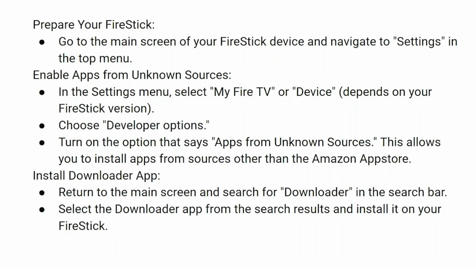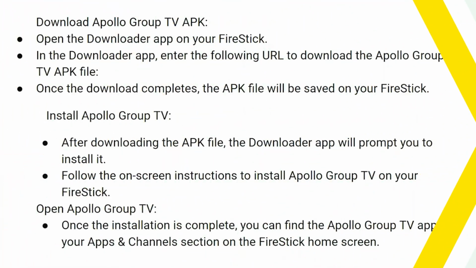Return to the main screen and search for Downloader in the search bar. Select the Downloader app from the search results and install it on your FireStick. Open the Downloader app on your FireStick. In the Downloader app, enter the following URL to download the Apollo Group TV APK file.